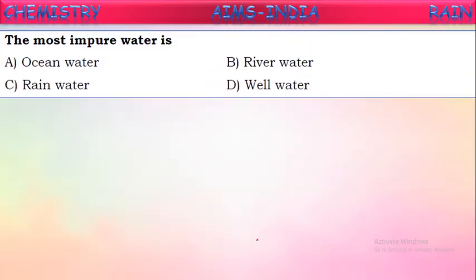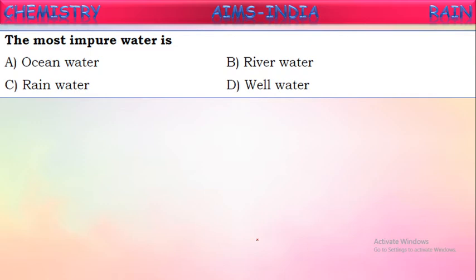Okay. Next one. The most impure water is. See here, out of the given kinds of water, which is most impure water? What is the first one given? Ocean water, river water, rainwater, and well water. Which is most impure? Means which is having more impurities in it. Impurity is nothing but the particles other than water.